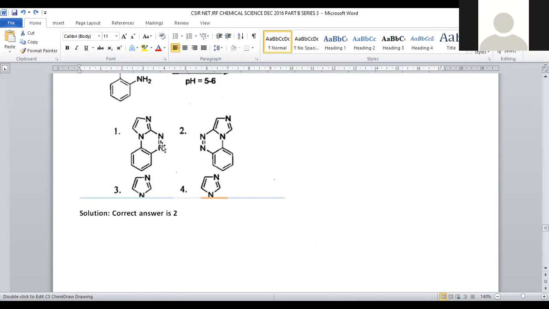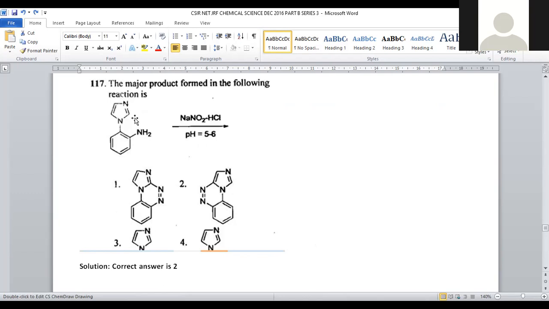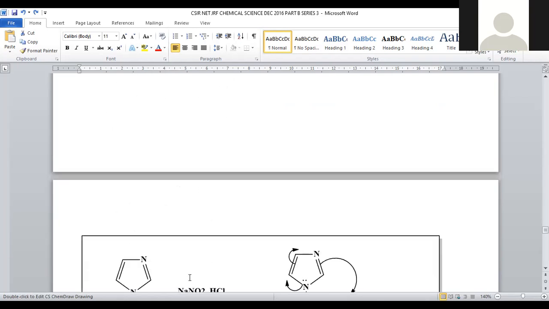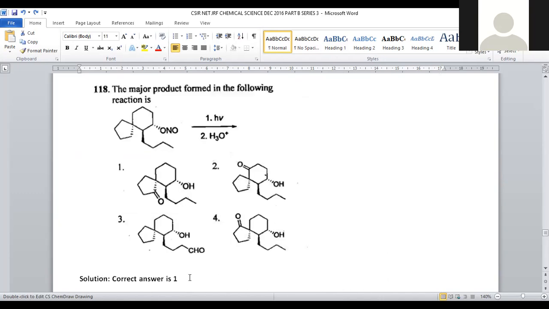Option number 1 has all nitrogens on the same side. That is not at all preferable. Two nitrogens right side, two nitrogens left side is the preferred, least energetic, most stabilized form. So this is purely the reaction called diazotization followed by ring cyclization, right? So for question number 117, option number 2 is the correct answer. Let us move on to question number 118.